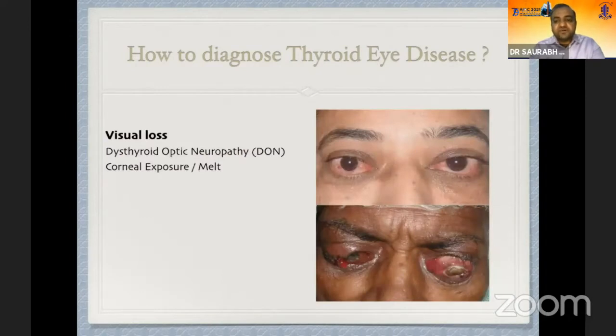Now, visual loss is seen in around 4 to 8% of the patients, and it happens because of dysthyroid optic neuropathy, which occurs in patients with minimal proptosis. This occurs because of enlargement of the extraocular muscle, which causes compression at the apex. Another cause of visual loss is corneal exposure or melt, and this is classically seen in patients with severe proptosis, lid retraction and lagophthalmos.